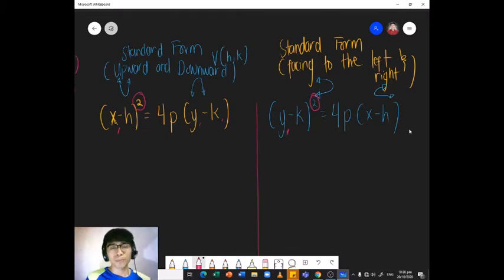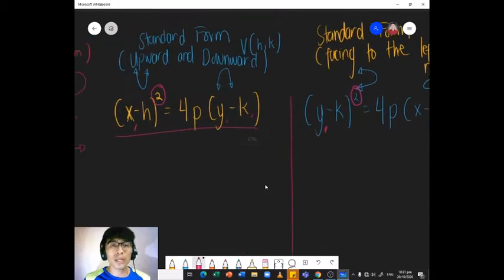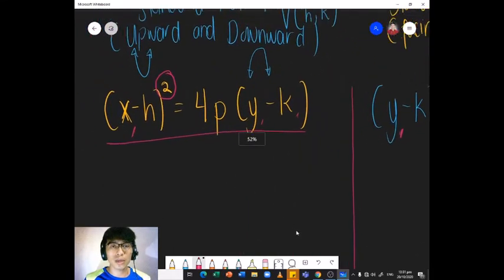Okay, so now we have already mastered how to identify if it is opening upward or downward, or left and right. Of course, there's no parabola that is opening in both directions. So let's begin with opening upward and downward. From this standard form, how am I going to know if it is upward or downward? So let's begin with upward and downward, ladies and gentlemen. Let's zoom this one out.